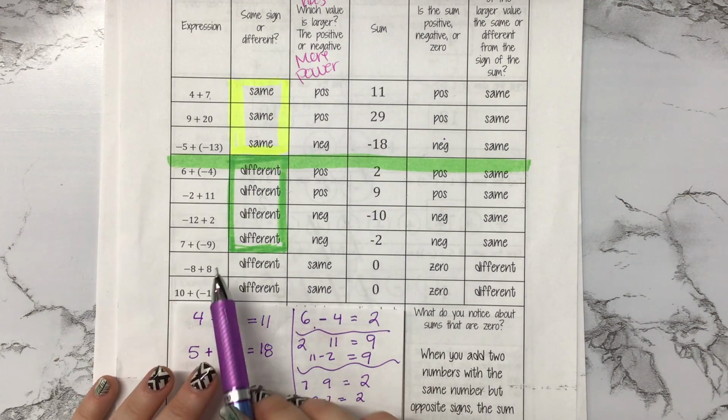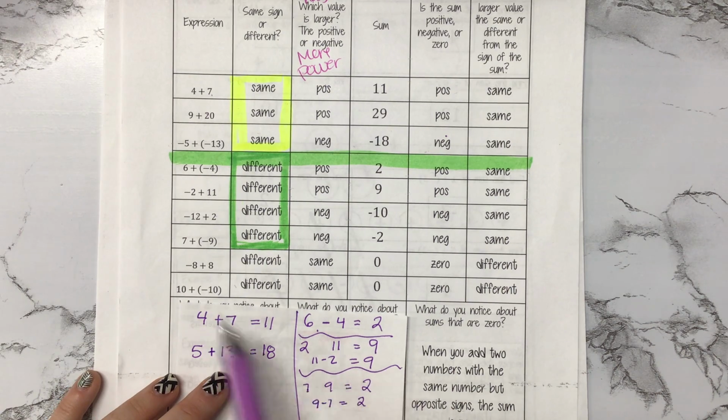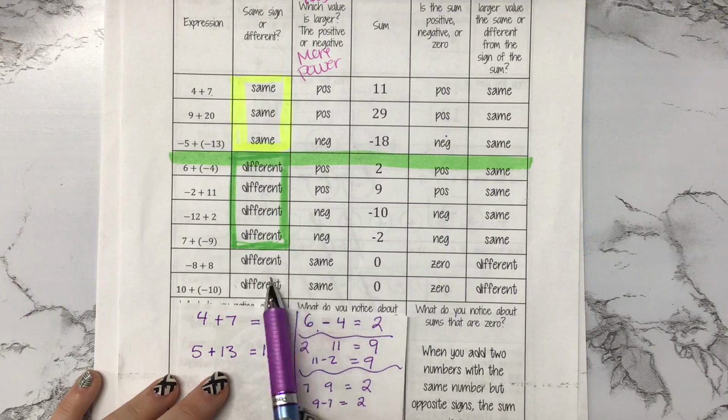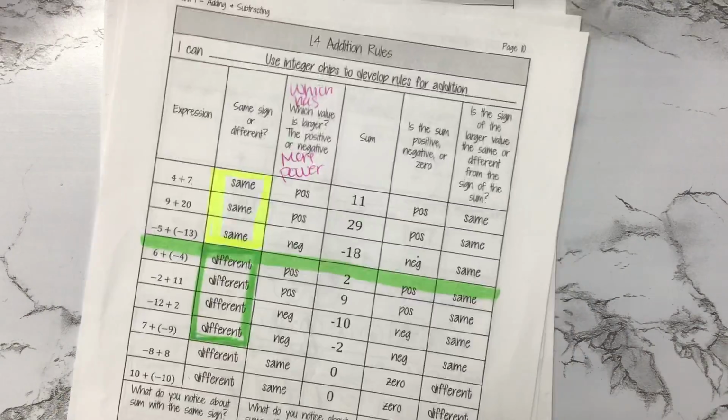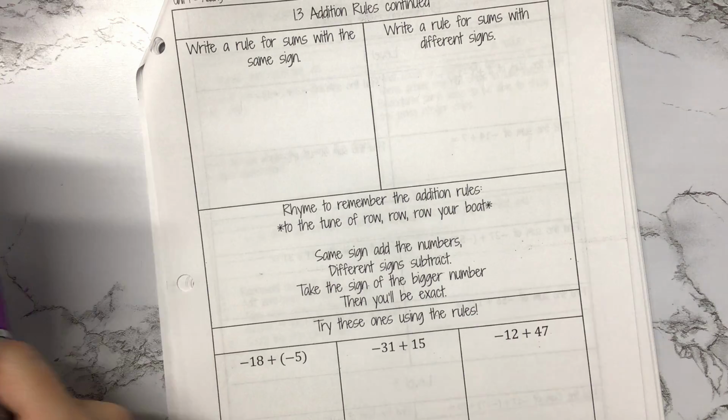And just making a point about 0 pairs, a number and its opposite when added together equals 0. That's all I'm saying. All right. So turn the page, I put it up here, and let's write the official rules for that.